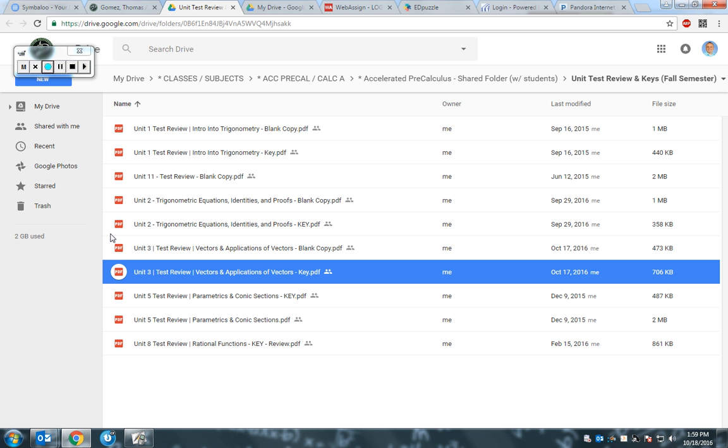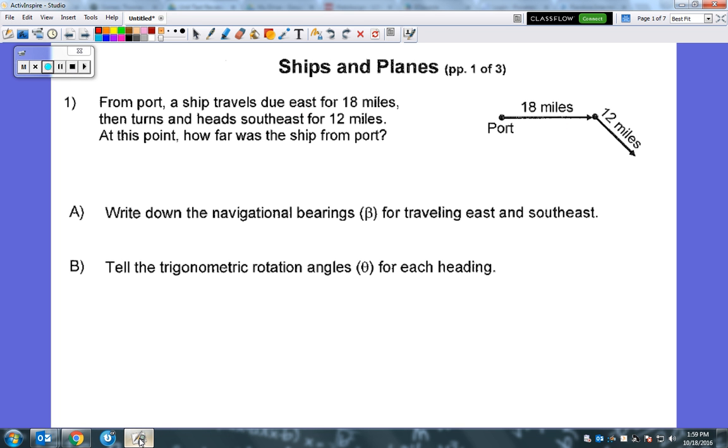Okay? So for today's notes, what we're going to do is we're going to finalize bearings with direction and real-world free response or free body diagrams. Let's look at the first example. It says, from port a ship travels due east for 18 miles, and then it goes southeast for 12.